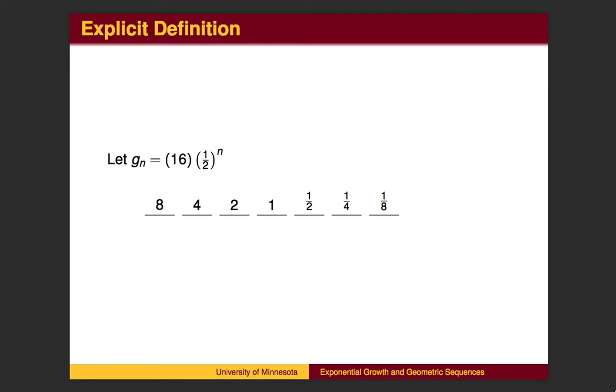The explicit formula will require us to count the repeated multiplication with an exponent. To get the first term, we plug the value 1 in for n to get 16 times 1/2, which is 8. If you prefer, you could start with the initial term g sub 0.